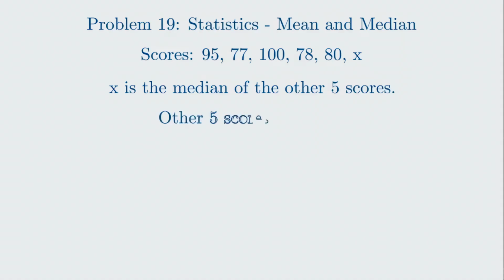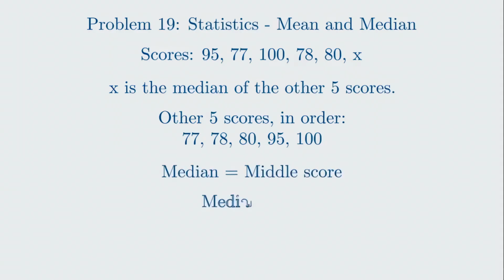The ordered scores are 77, 78, 80, 95, 100. The median of an odd number of data points is the middle value. In this case, it's the third score. So, the median of the other 5 scores is 80. The problem states that x is this median. Therefore, x equals 80. Now we know all 6 scores.